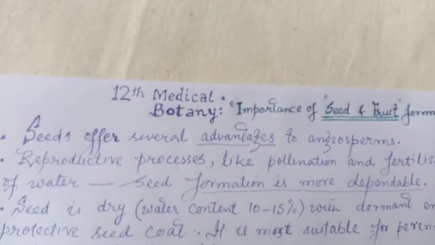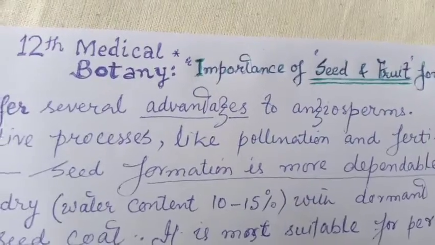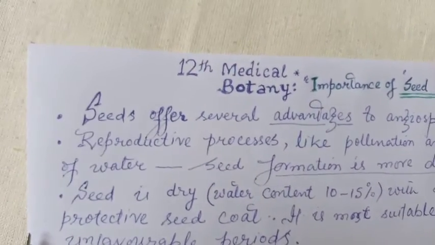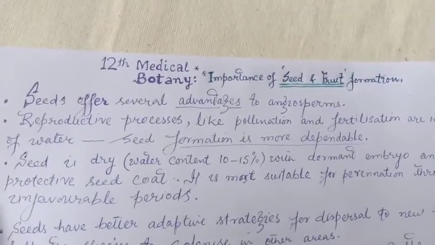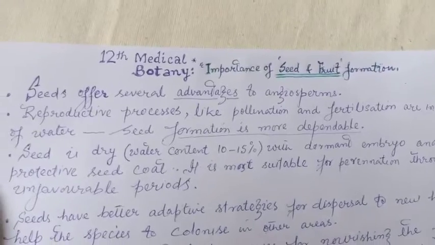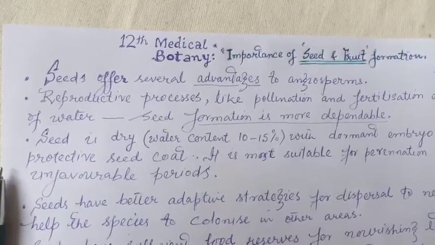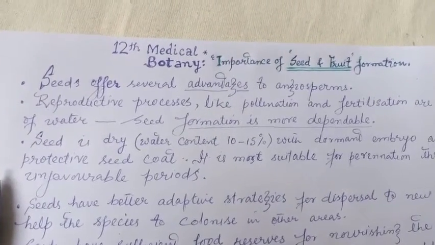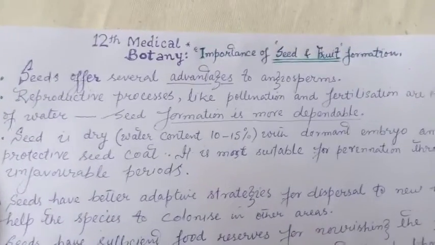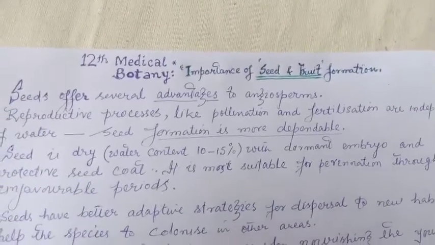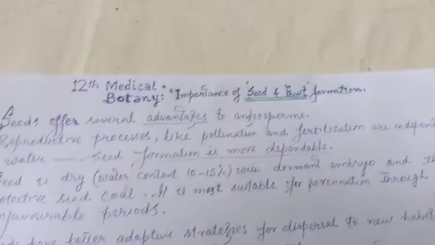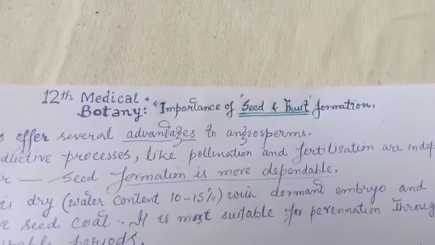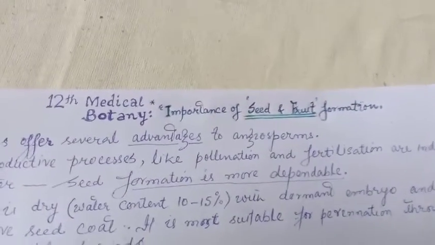Seeds offer several advantages to angiosperms. Seeds are advantageous in many ways to the angiospermic plants. The reproductive processes like pollination and fertilization are independent of water. As you must be knowing, bryophytes and pteridophytes are completely dependent on water for the transmission of gametes, and here in angiosperms, water is not required for carrying pollen. In some cases, water pollination is there. A few species get pollinated through water, but that is only for a minimum number of these plants.